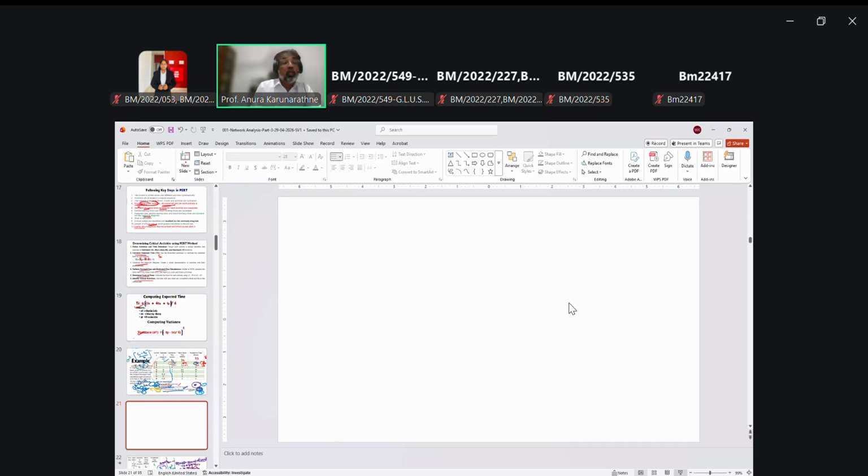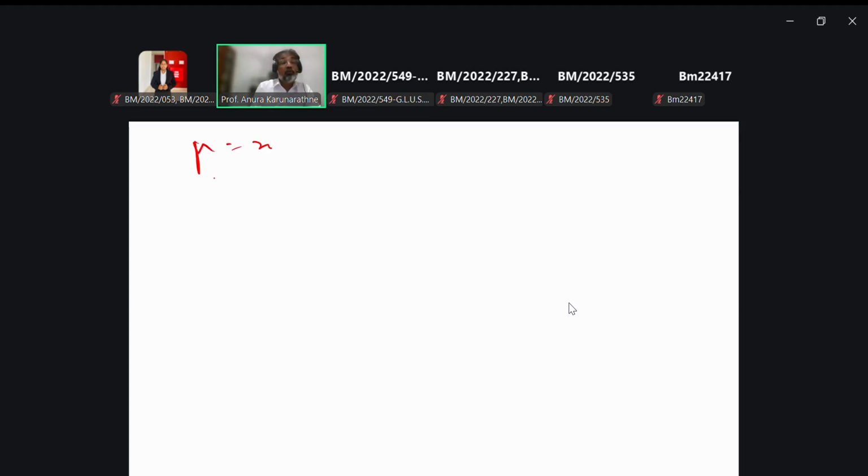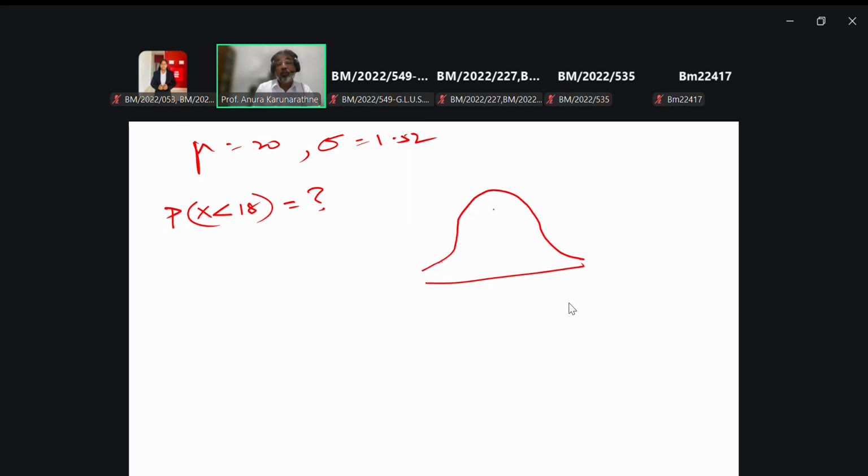Right, here again, you know that mu is 20 weeks. Our standard deviation is 1.52. Now our question is, what is the probability that the value is below 18 weeks? This is our question, right? So how to draw it? First of all, we have to draw this curve, that is our normal distribution curve. This is 0.5. Then this is Z, this is X.